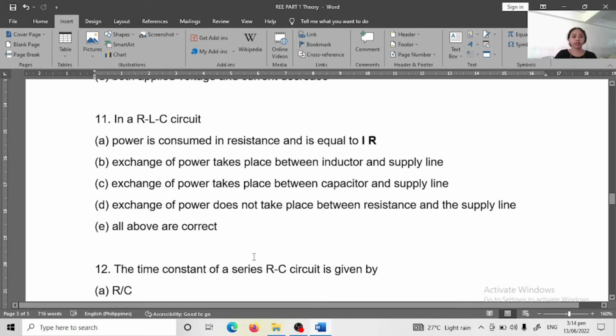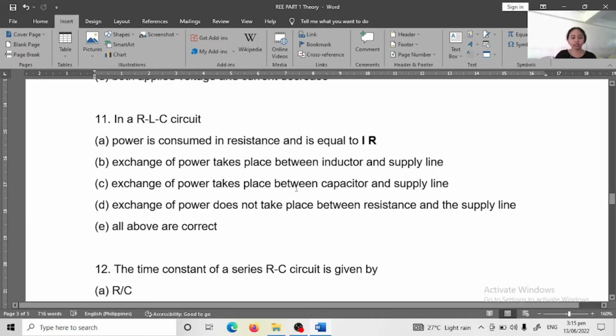11. In an RLC circuit: A. Power is consumed in resistance and is equal to I squared R. B. Exchange of power takes place between inductor and supply line. C. Exchange of power takes place between capacitor and supply line. D. Exchange of power does not take place between resistance and a supply line. E. All above are correct.